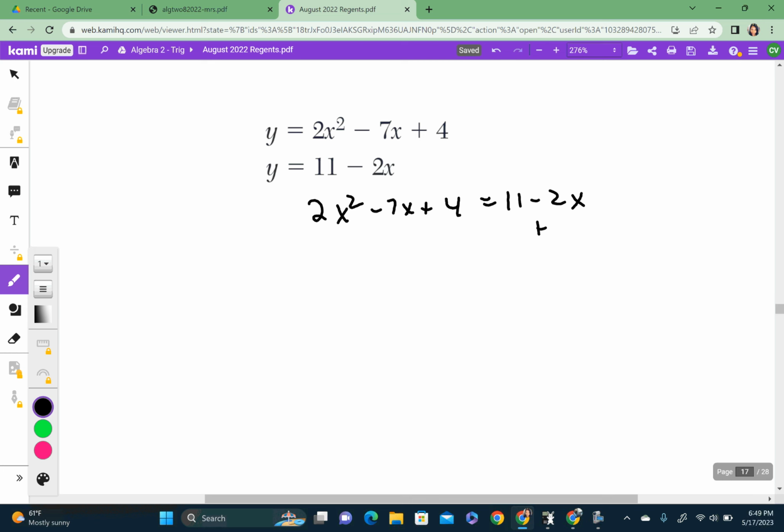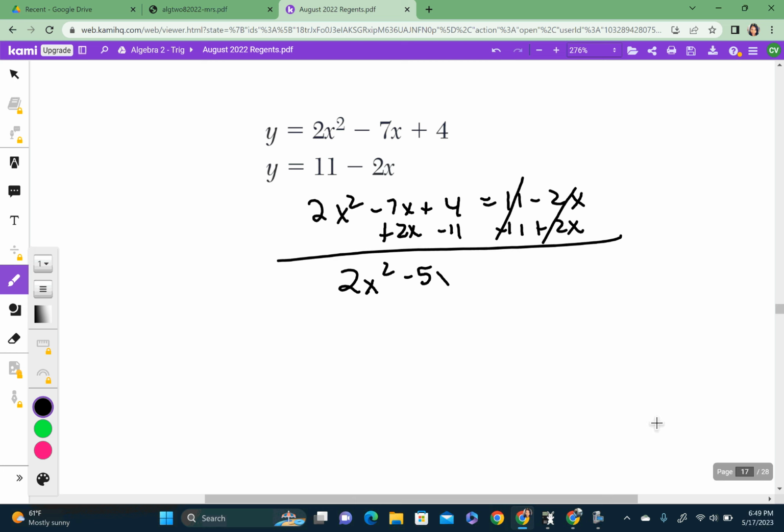So we're going to move everything over to the other side. Plus 2x, minus 11, minus 11. When we do this, this cancels out, and you're left with 2x squared minus 5x minus 7 equals 0. Okay, so this is the AC method. AC method says we do A times C. We multiply them together and get negative 14, and negative 5 is our B term. So we're looking for two numbers that add to negative 5 and multiply to negative 14. Negative 7 and positive 2 works.